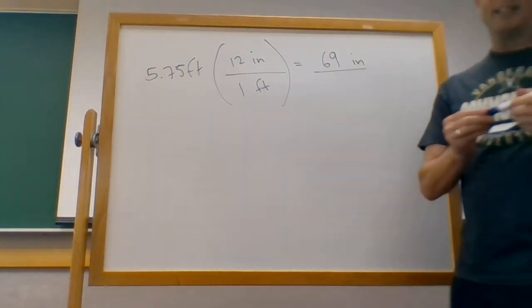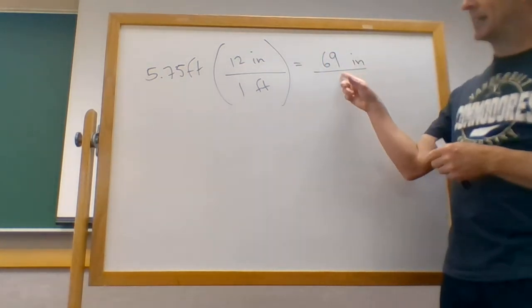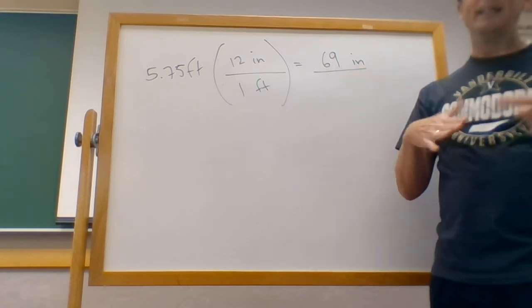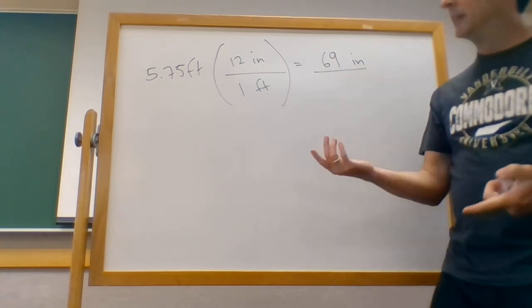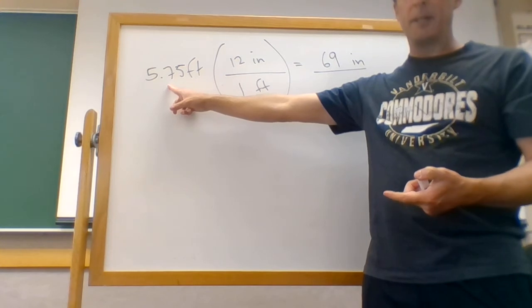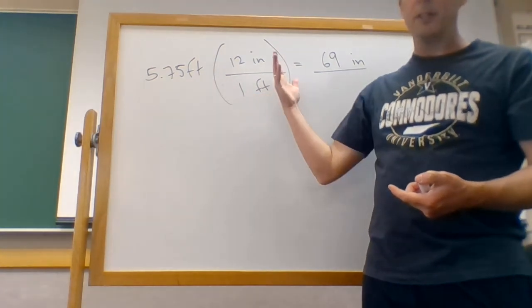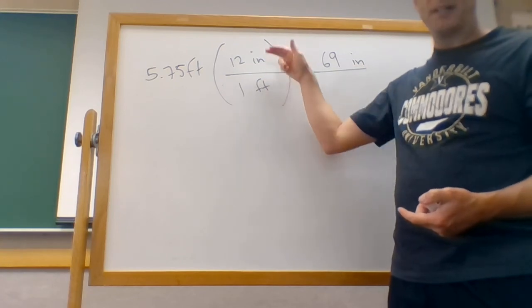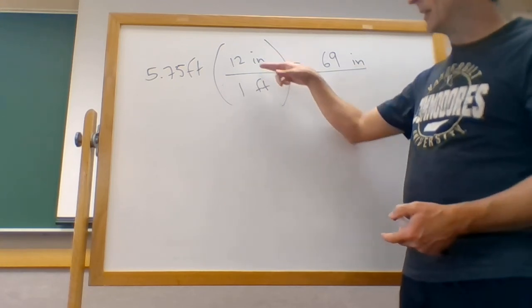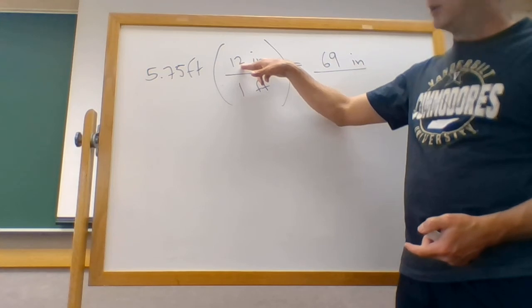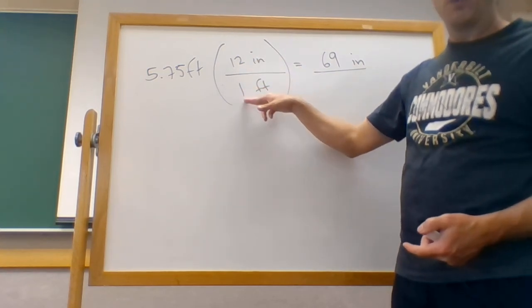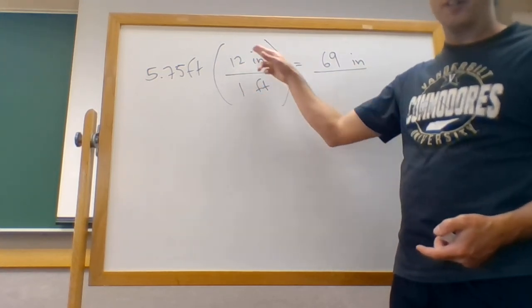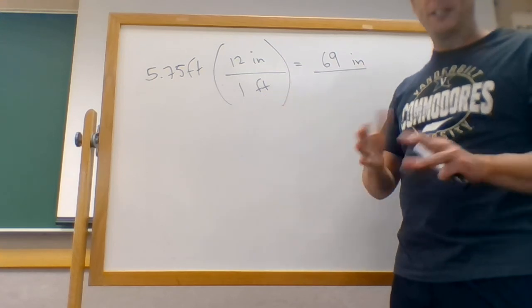But again, my calculator is going to give me that exact number, but I need to think about sig figs. I was given 3 sig figs in the beginning of the problem, and I did multiplication. This is a defined relationship, so it's not limited by sig figs. This is technically like 12.0000 over 1.0000. So don't let the conversion here affect your sig figs.